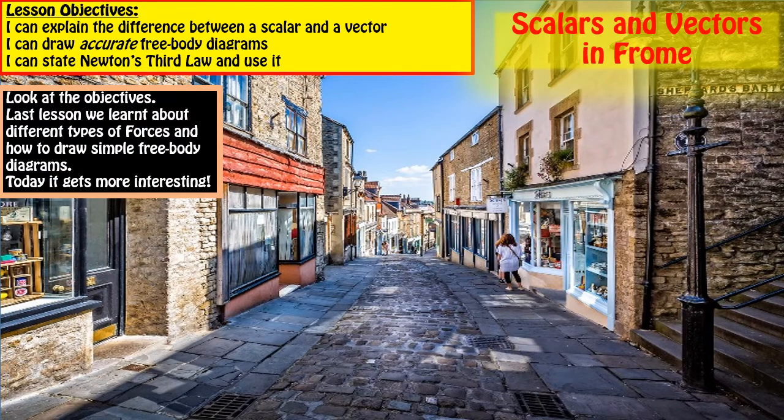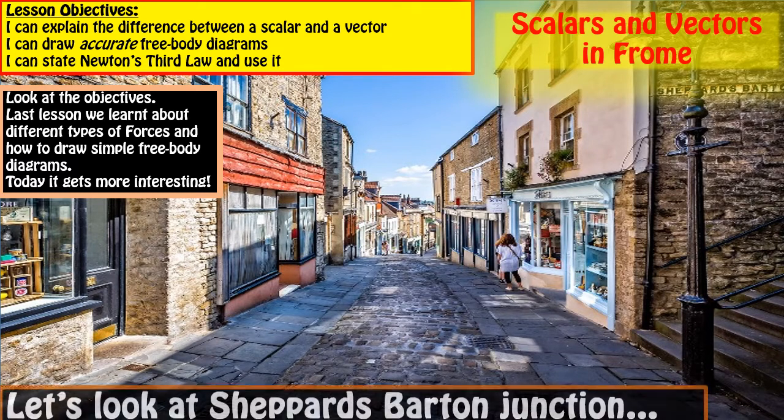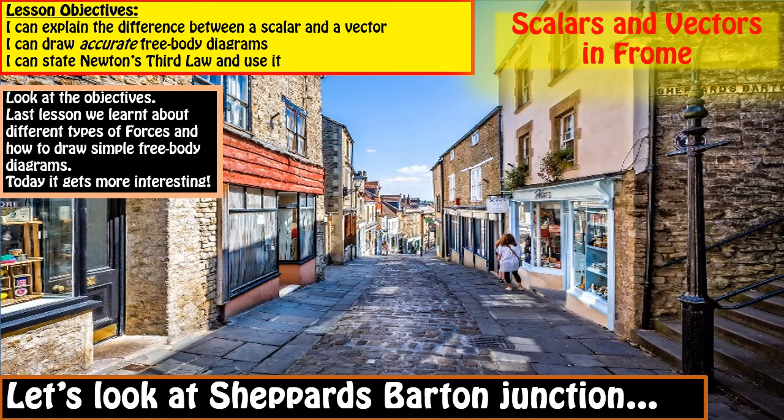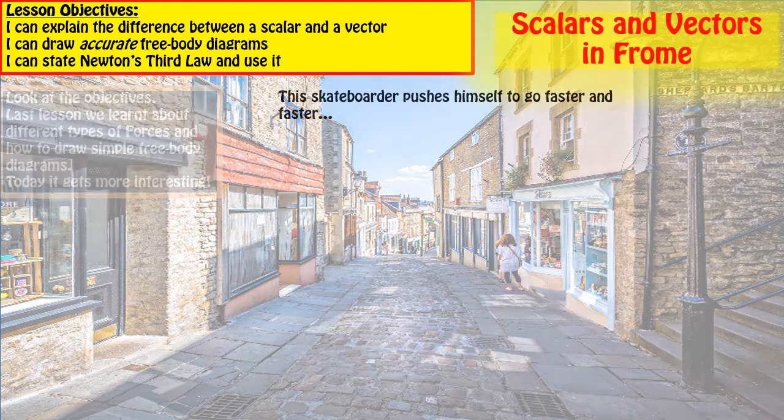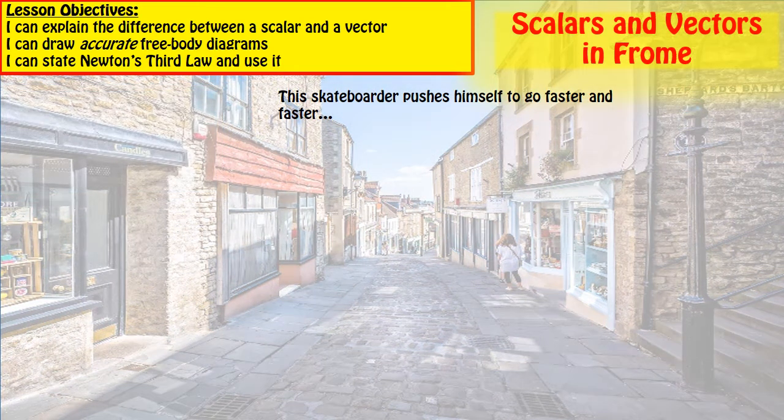So last lesson we learned about different types of forces and how to draw simple free body diagrams. Today gets a little bit more interesting. So let's look at Shepherd's Barton Junction. You're going to see a skateboarder and he's going to push himself to go faster and faster. Let's see where he goes.